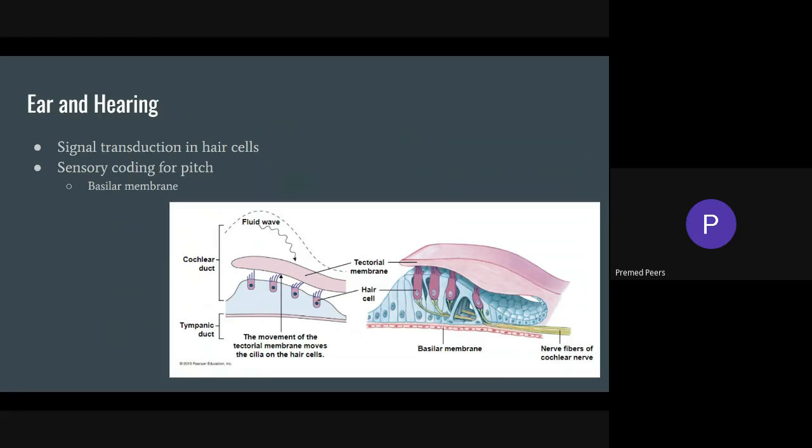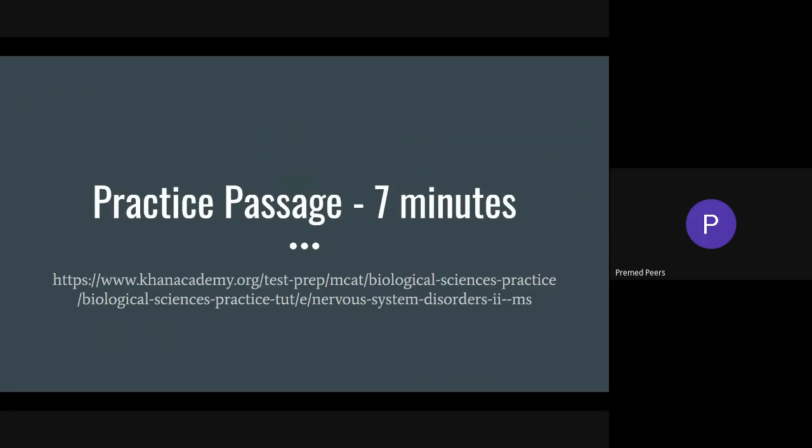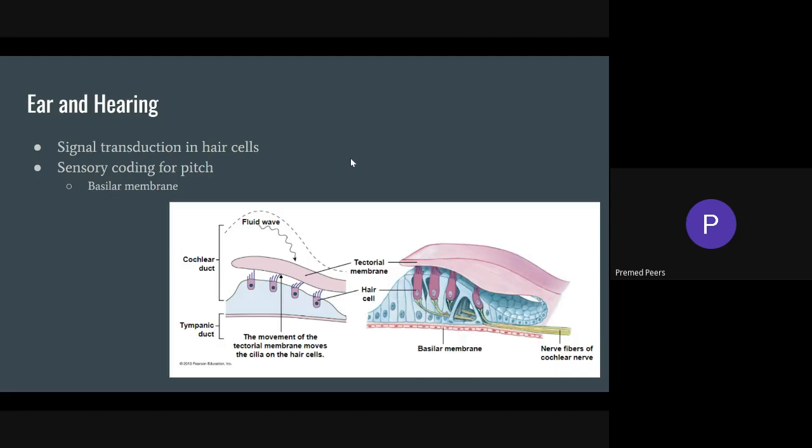These hair cells are located on what's known as the basilar membrane. And the basilar membrane is how you have coding for pitch, so whether something is high frequency, low frequency, deep, all that kind of stuff. So that's how you will figure out what the pitch is of what you're hearing.